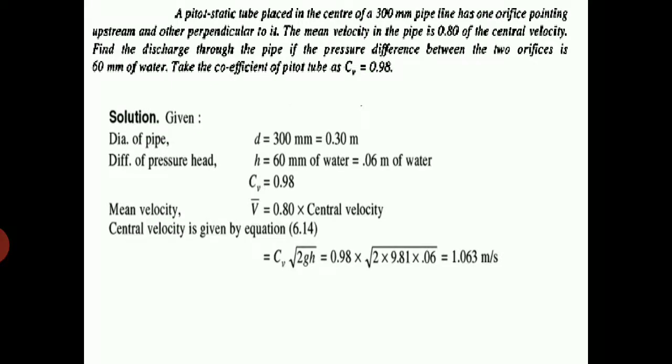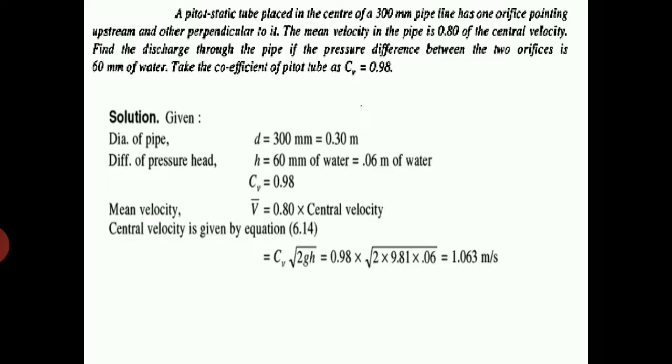Now the next numerical. Now in this numerical, we are using the Pitot static tube. So a Pitot static tube is placed in the center of 300 mm pipeline, has one orifice pointing upstream and other perpendicular to it. The mean velocity in the pipe is 0.8 of the central velocity. Find the discharge through the pipe if the pressure difference between the two orifices is 60 mm of water. Take the coefficient of tube as 0.98.